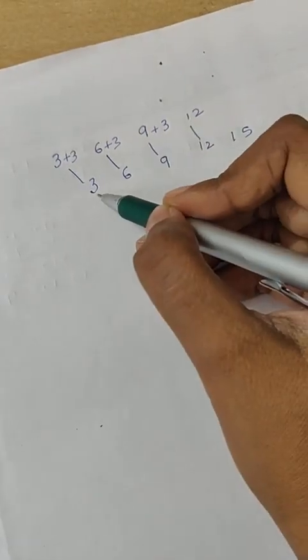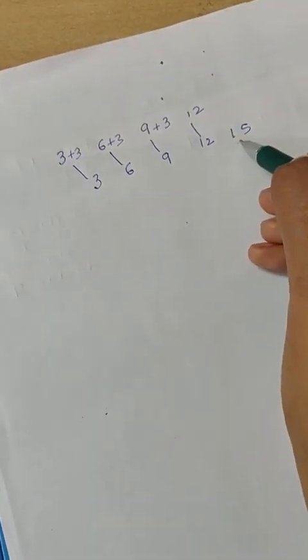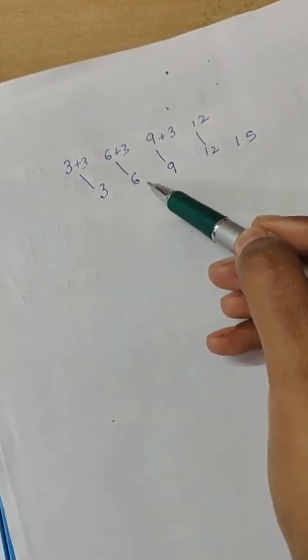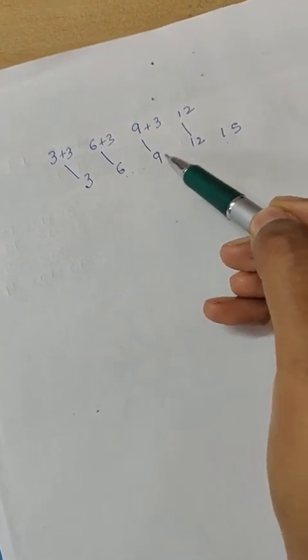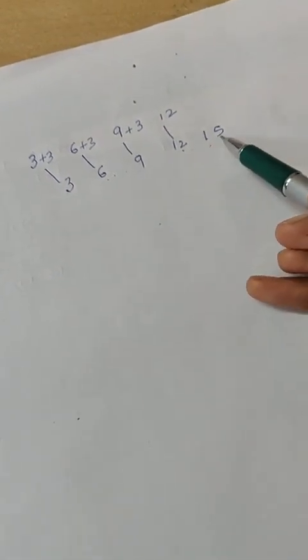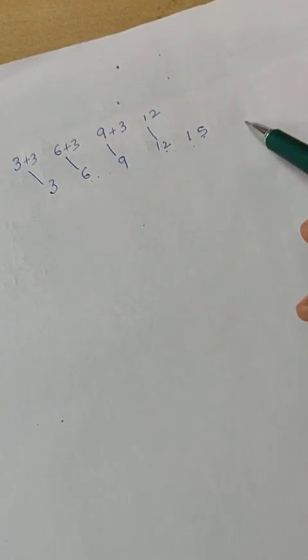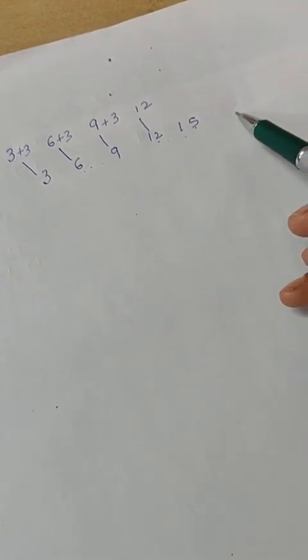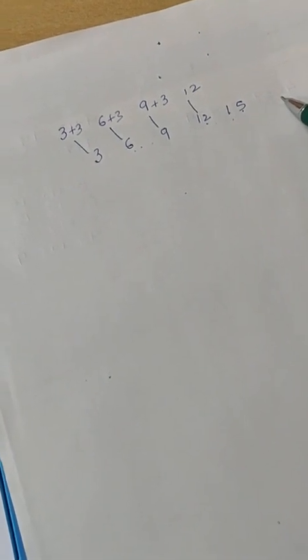So what is happening? A pattern is being formed, right? 3 plus 3 is 6, 6 plus 3 is 9, 9 plus 3 is 12, 12 plus 3 is 15, and if I ask you the next number, I'm sure it would be easy for you to give the answer. So this is what I mean by pattern of numbers.